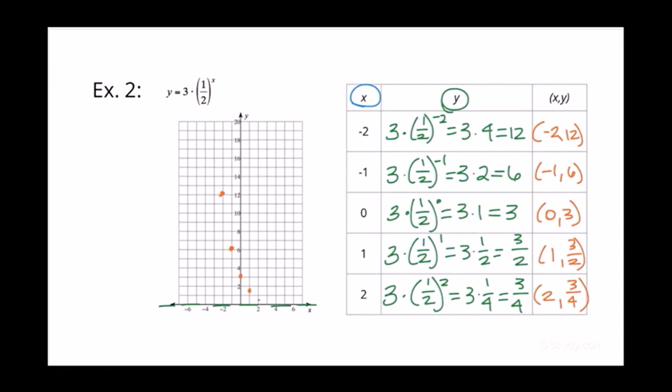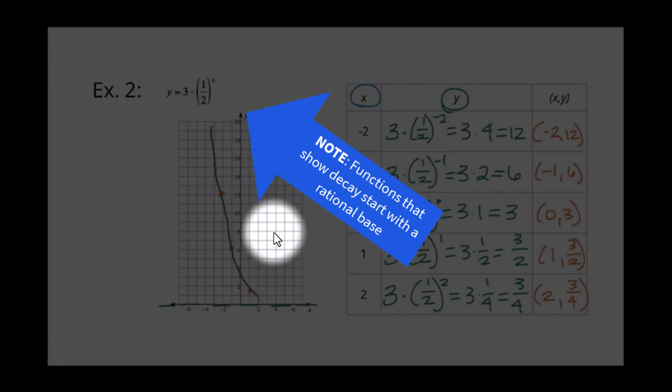The last thing we will do is we will connect all of those points to create our exponential decay curve. As x goes towards infinity, we're going to get closer and closer to that asymptote without crossing it or touching it. And that is the graph of y equals 3 times 1/2 to the x power.